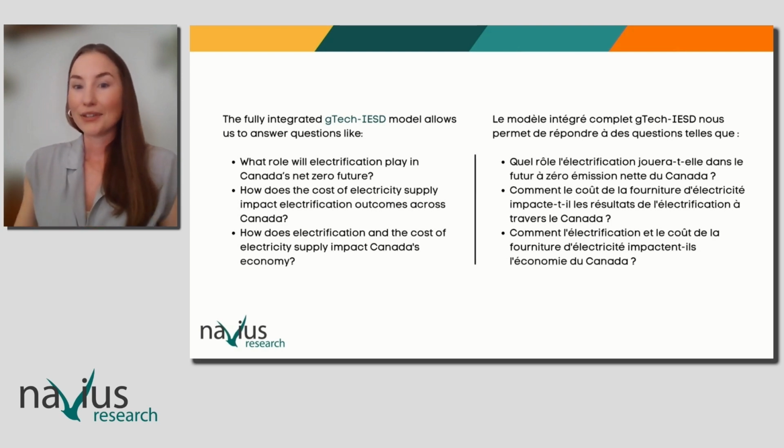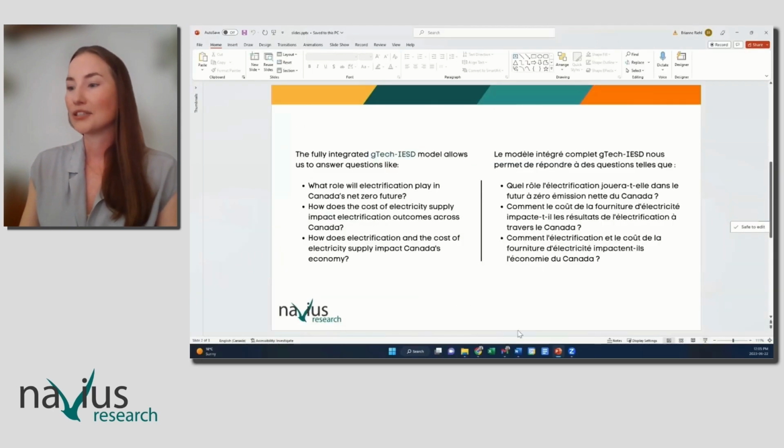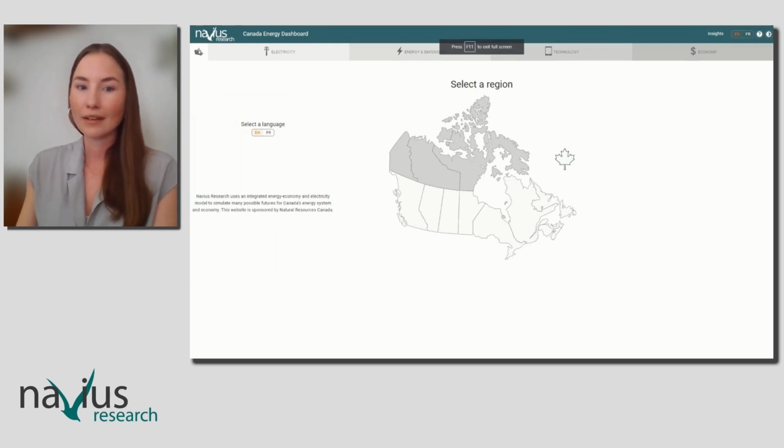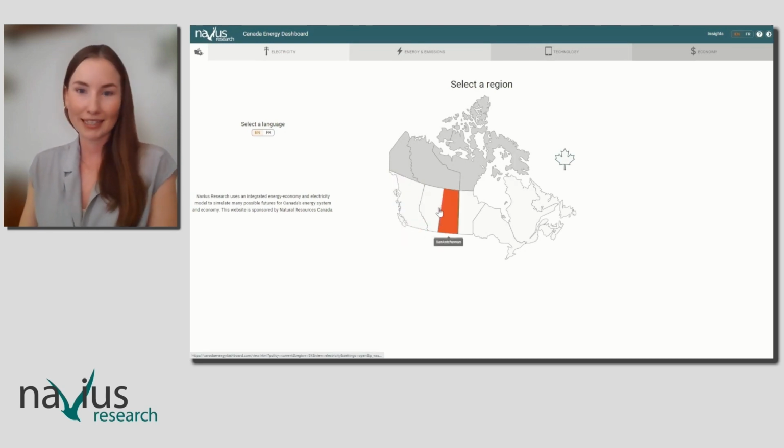So now let's take a look at the dashboard and I'll show you how you can use it to help answer these questions. When you first enter the website at canadaenergydashboard.com, you can select a language here, and then you can select the region that you're interested in looking at.